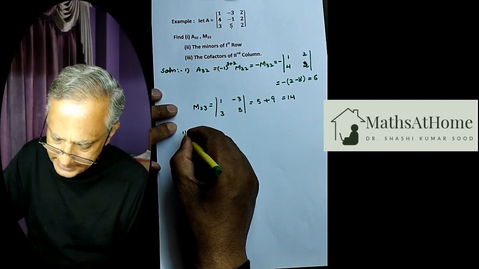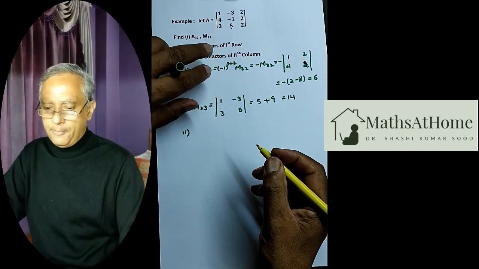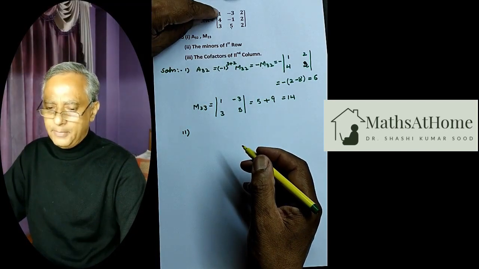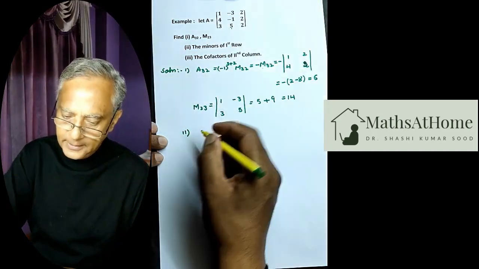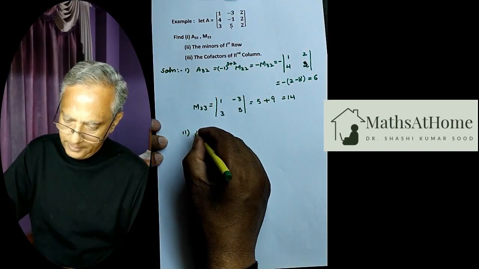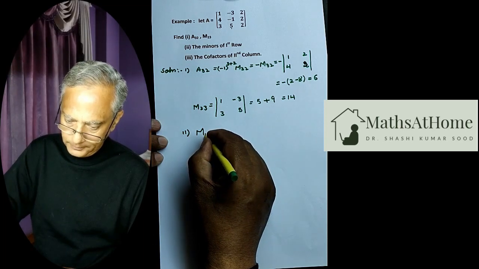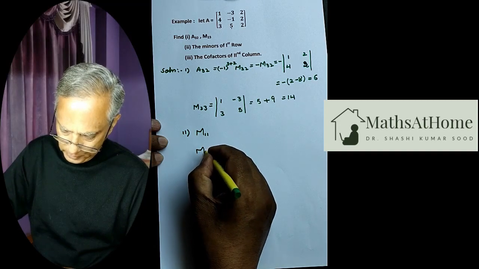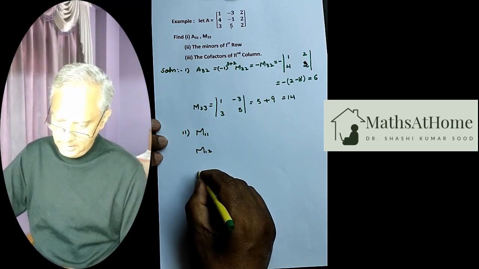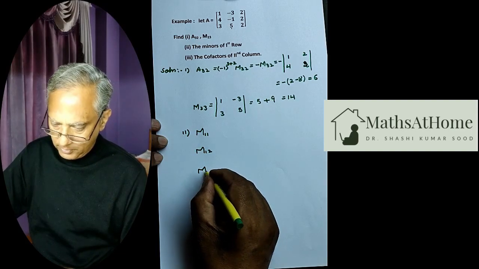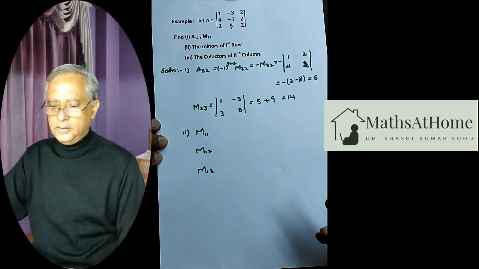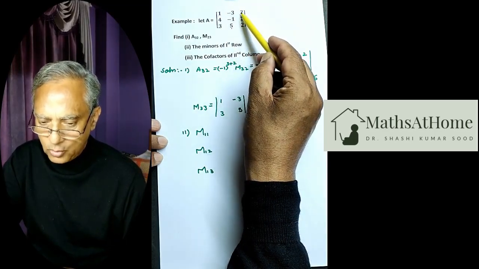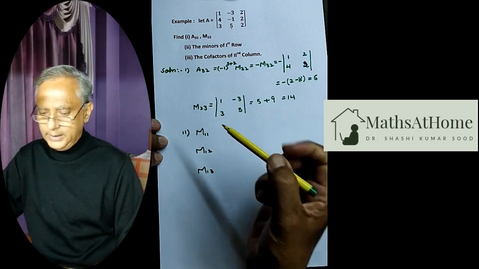Now the second part is the minors of the first row. So we will find the minors of the first row. The minors of the first row will be M1,1, then M first row second column, that is M1,2, and the next minor will be first row and third column, that is M1,3.